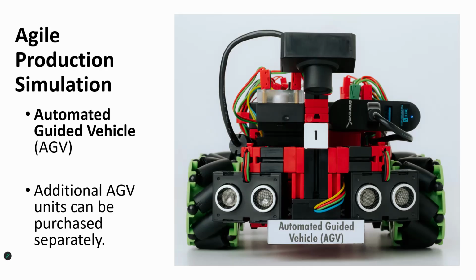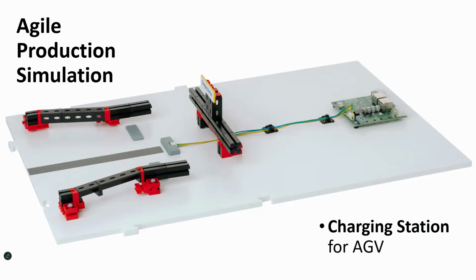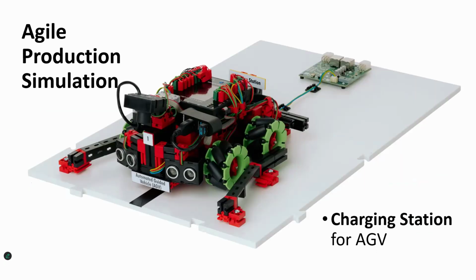And since we're talking about power supply, this brings up the charging station. When the battery of the AGV runs low, the AGV will navigate towards the charging dock where it is automatically charged with the charger with charge monitoring. Contacts on the bottom of the charging station connect with the AGV with the charging electronics.